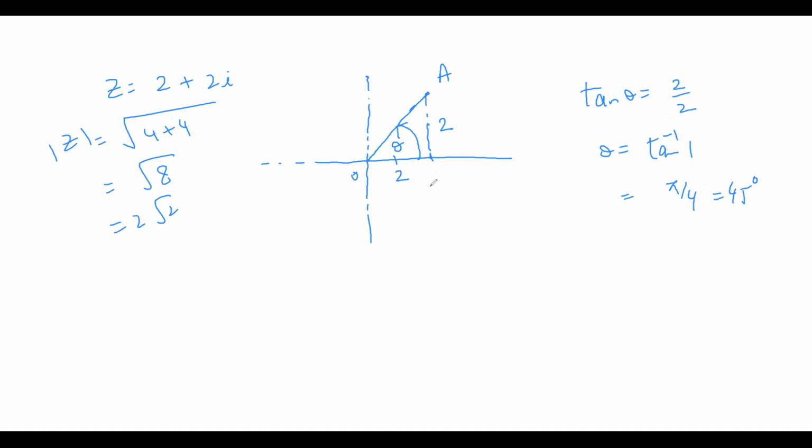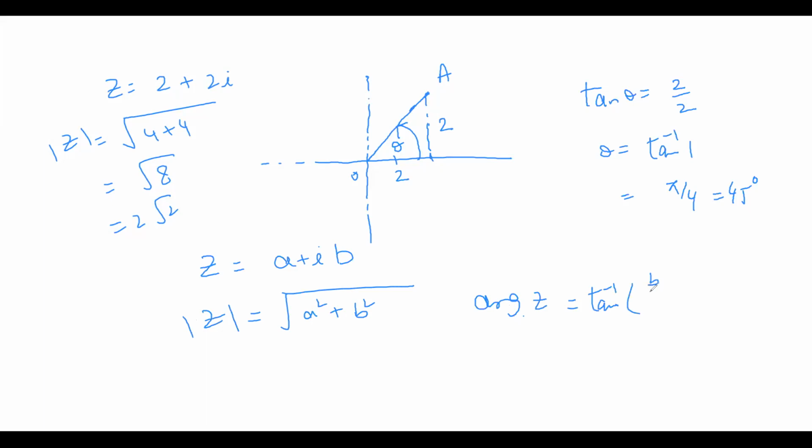Okay, so from here you need to write down these two formulas. If your z is a plus b iota, then the modulus of z is the square root of a squared plus b squared, and the argument of z, we just write it as arg z, is going to be tan inverse of b over a. You have used this tan inverse of b over a many times.